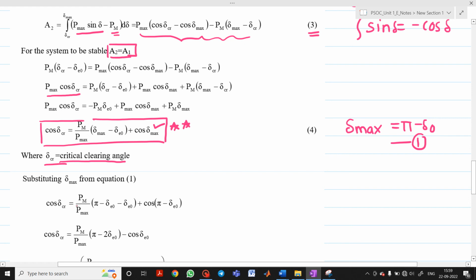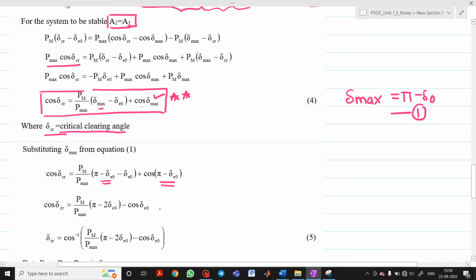Cos delta CR equal to PM upon P max. Delta max is nothing but pi minus delta 0 plus cos of pi minus delta 0. Now you know what is the formula of cos of pi minus theta? It is minus cos theta. So that's why to this term we have written this cos delta 0. Rest of the thing is as it is. Pi minus this will be 2 delta 0.